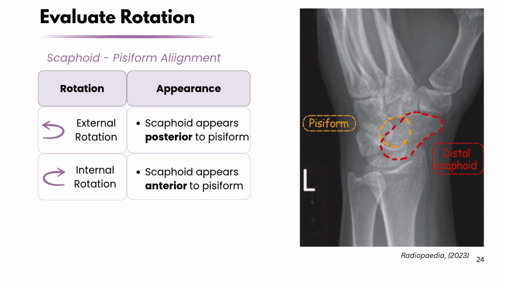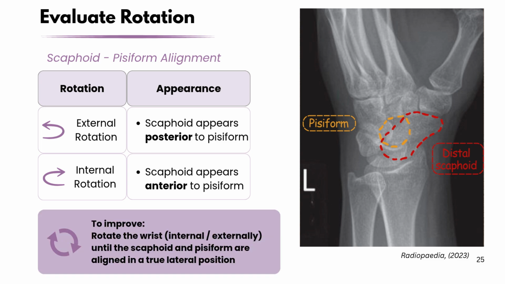This slide evaluates rotation using the alignment between the distal scaphoid and pisiform. In external rotation, the scaphoid appears posterior to the pisiform. In internal rotation, the scaphoid appears anterior to the pisiform. Their relationship helps determine whether the wrist is positioned in a true lateral projection. To improve, rotate the wrist externally until the scaphoid and pisiform are aligned in a true lateral position.